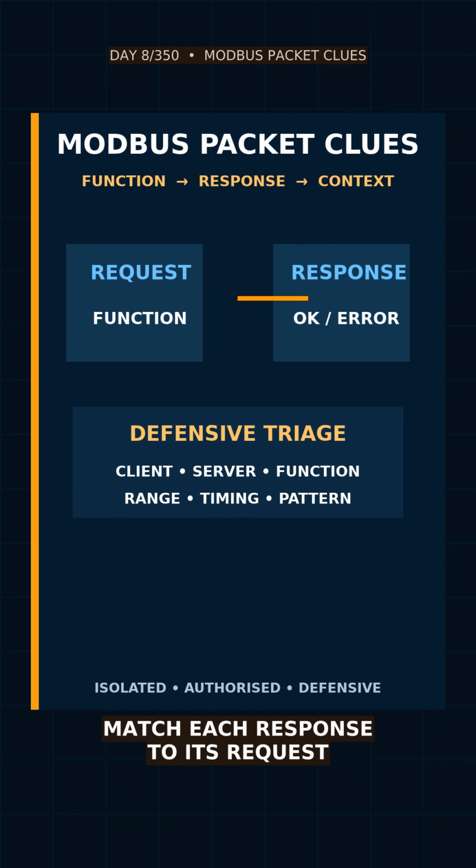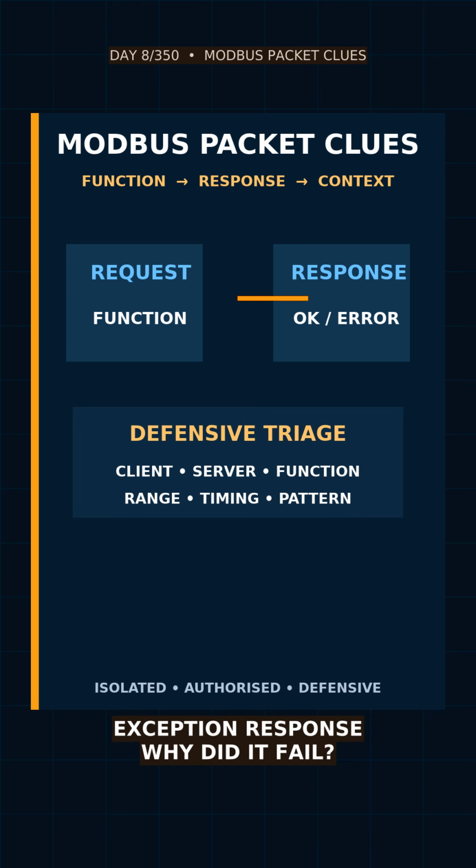Third, treat exception categories as diagnostic clues. They can indicate an unsupported function, invalid address, unacceptable value, or a device temporarily unable to complete the request. An exception identifies a condition. It does not prove malicious activity.